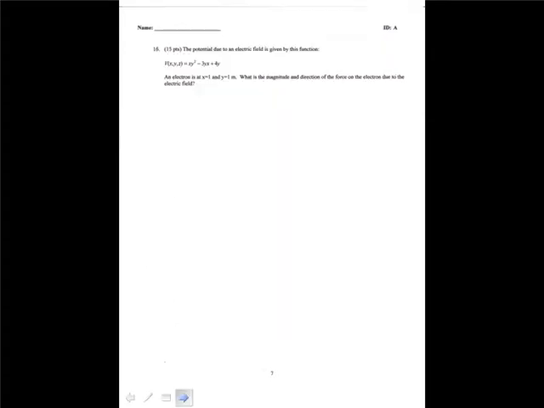Alright, the potential due to an electric field is given in this function. An electron is at x equal 1, y equal 1. What is the magnitude and direction of the force on the electron due to the electric field? Well, first I need to find out what my electric field is. Ex is minus del V del x.